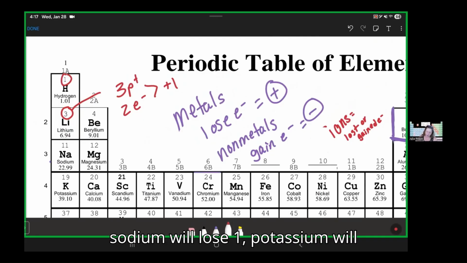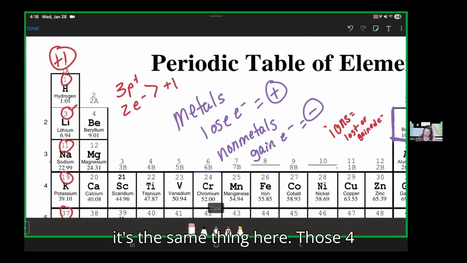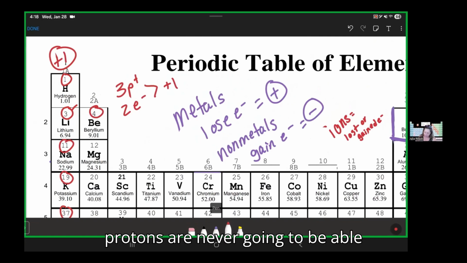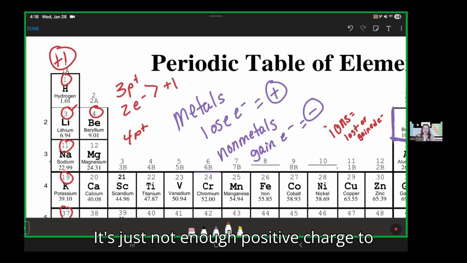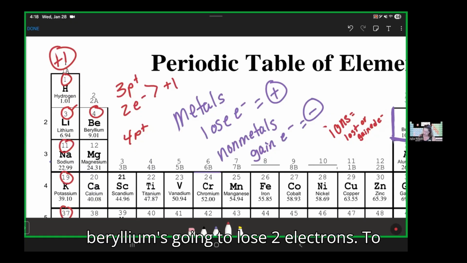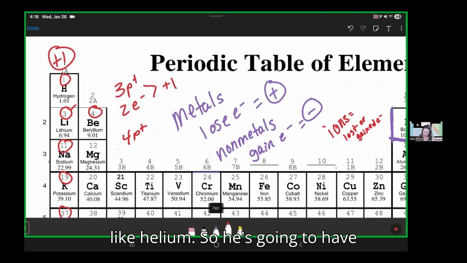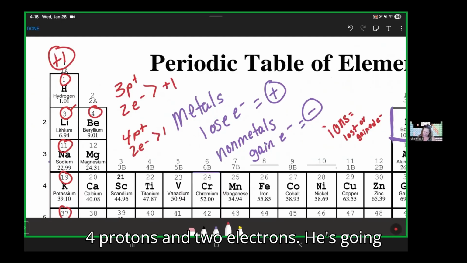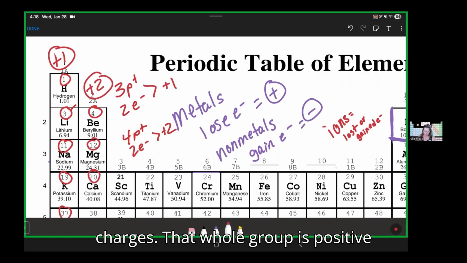Okay? Hydrogen will lose 1. Sodium will lose 1. Potassium will lose 1. All of them will lose 1. They will all be positive 1. That whole group is positive 1. Okay? If we look at beryllium here, it's the same thing here. Those 4 protons are never going to be able to hang on to 10 electrons. Okay, just not enough positive charge to attract that much negative. So instead, beryllium is going to lose 2 electrons to again come over here and have 2 like helium. So he's going to have 4 protons and 2 electrons. He's going to be a positive 2, 2 more positive charges. That whole group is positive 2.